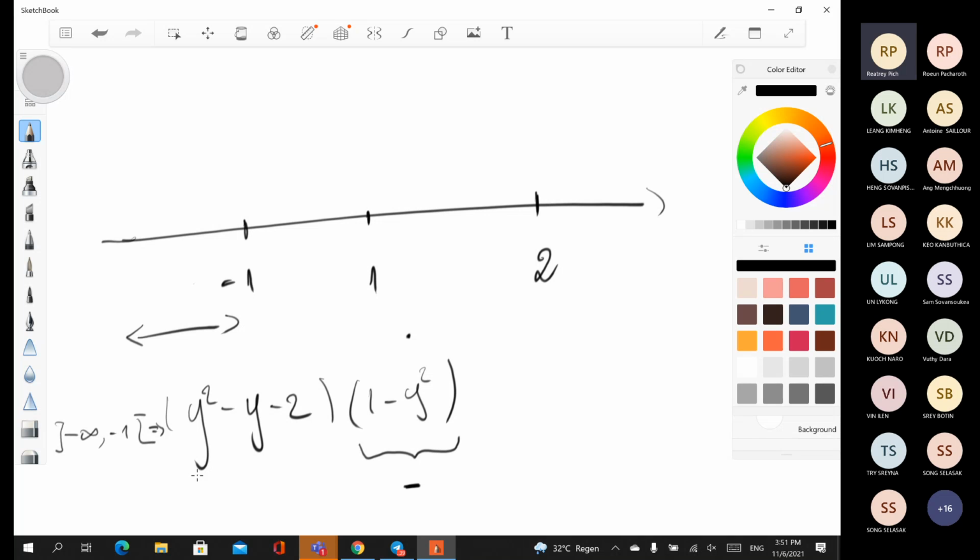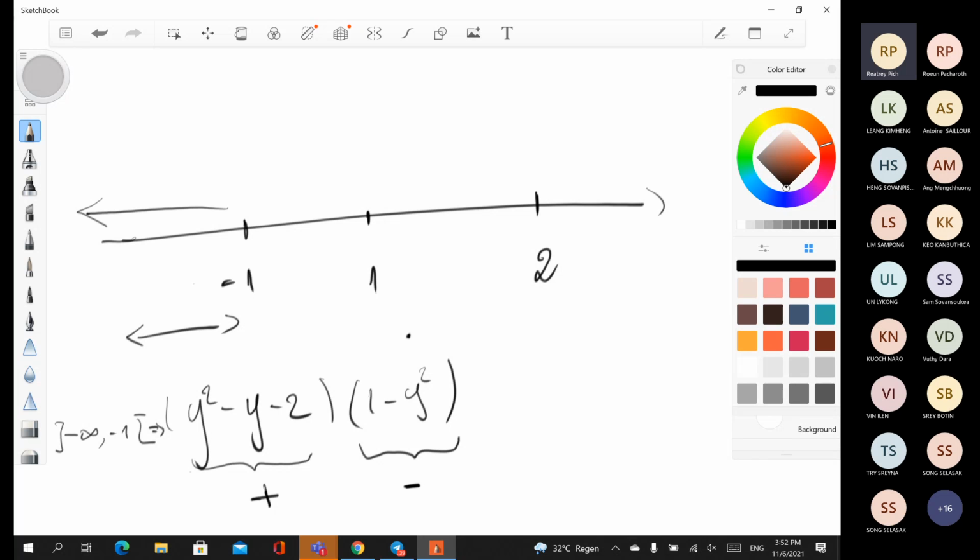How about this one? Positive, right? In this case, if you would like to find a value greater than here, it must be positive. And you have positive multiplied by negative, negative. So this one is negative. It will go to the left, right?